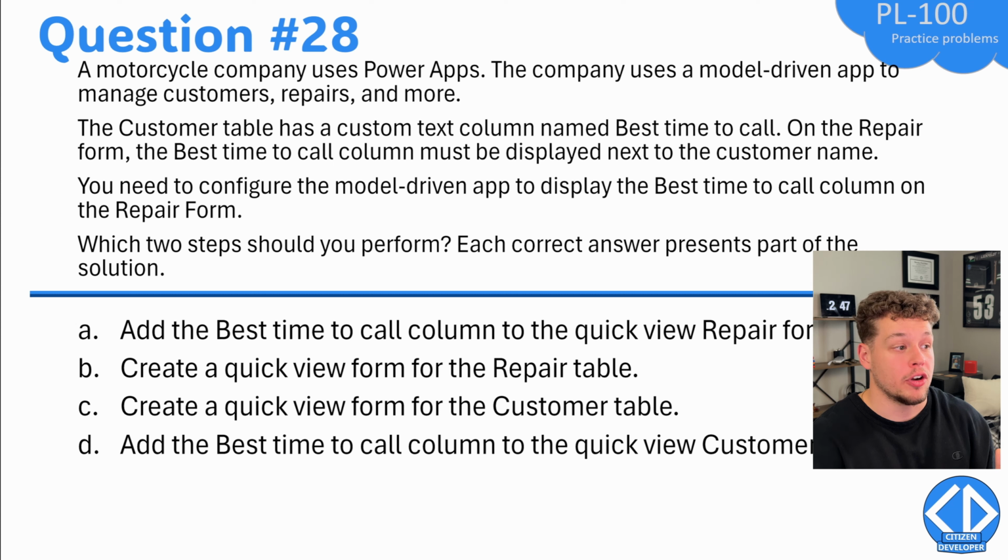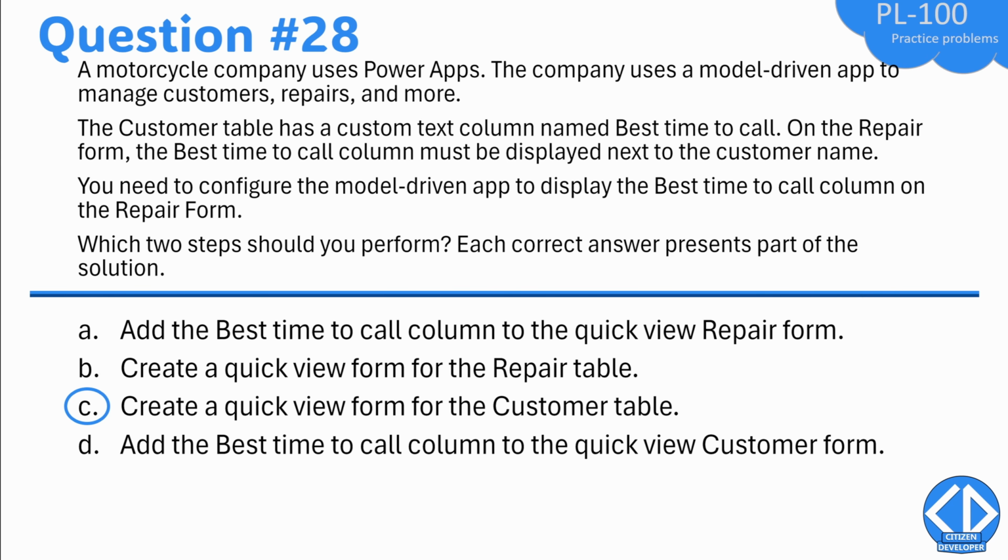So we're going to need to first do C, create a quick view form for the customer table. This won't be for the repair table because we're not trying to view repair data, we're trying to view customer data. So create a quick view form on the customer table. So now that we've created a customer quick view, we now need to do D, add the best time to call, which is on the customer table, to the customer quick view form.